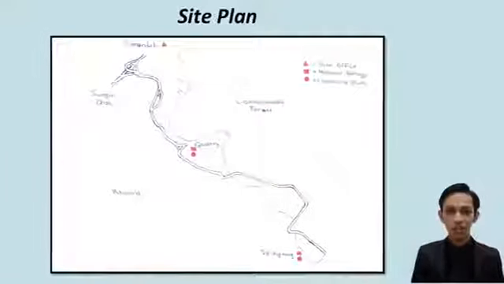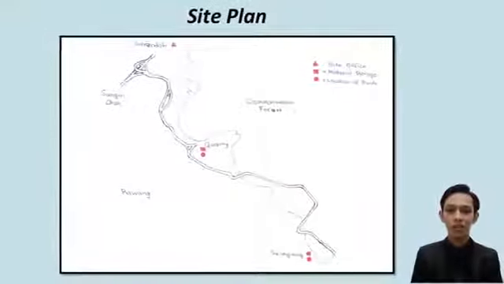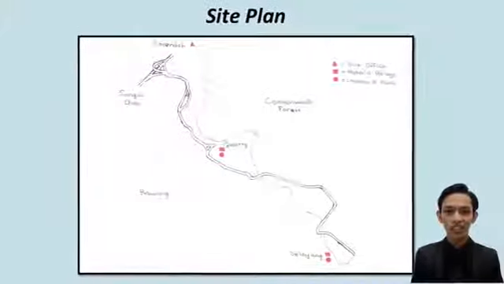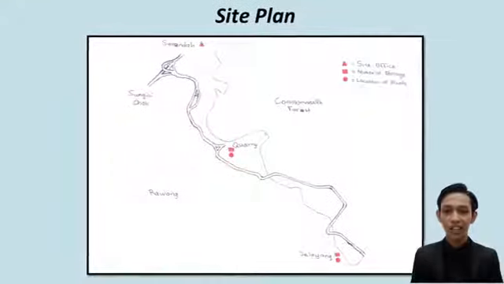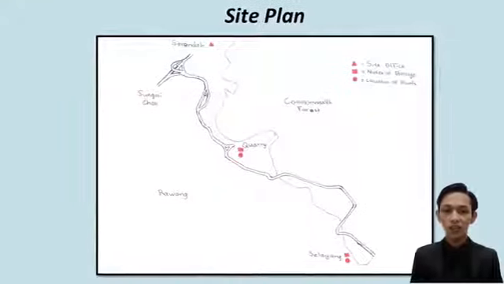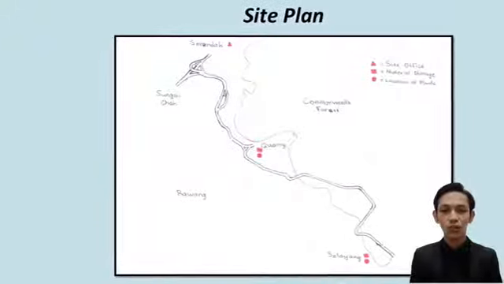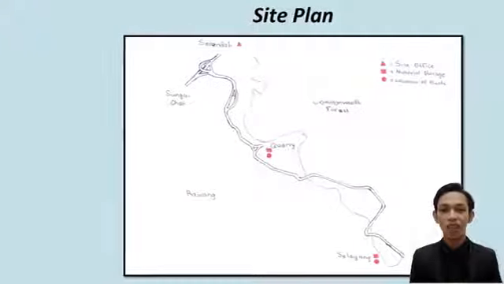On the screen, you can see the site plan drawing that we have prepared. For the information, the red triangle means the site office. The square one means material storage, and the circle one means the location of the plant.